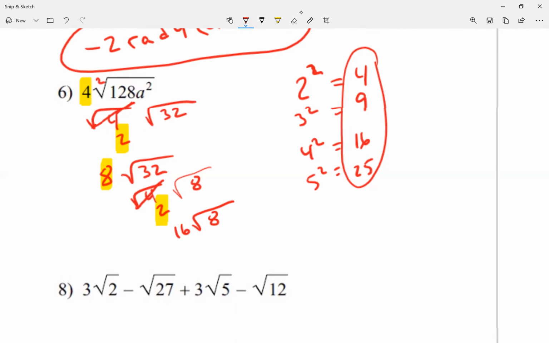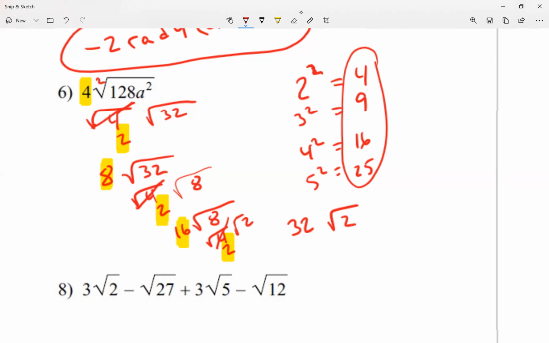Can you simplify it more? Yes. My radical 8, I'm gonna break that as 4 times 2 because the square root of 4 is 2. Now this 2 multiplied with this 16 is gonna give me 32 radical 2. Okay. Numbers-wise, that's as far as I can go.